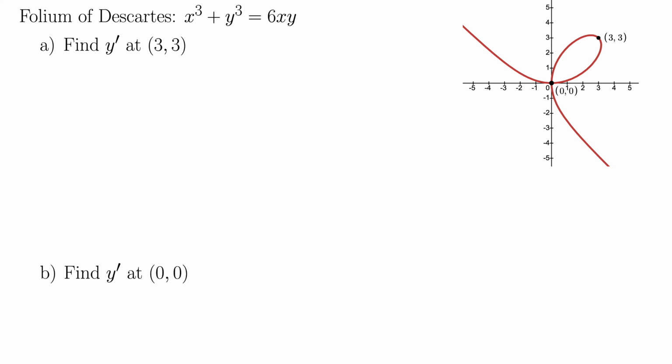Okay, here's a classic example in implicit differentiation. We're looking at the Folium of Descartes, which in this case is x cubed plus y cubed equals 6xy. Sometimes you see this written with other constants, 3, 2, etc. In our case, it's 6. So step 1, part A, I guess, we want to find y prime at (3, 3).